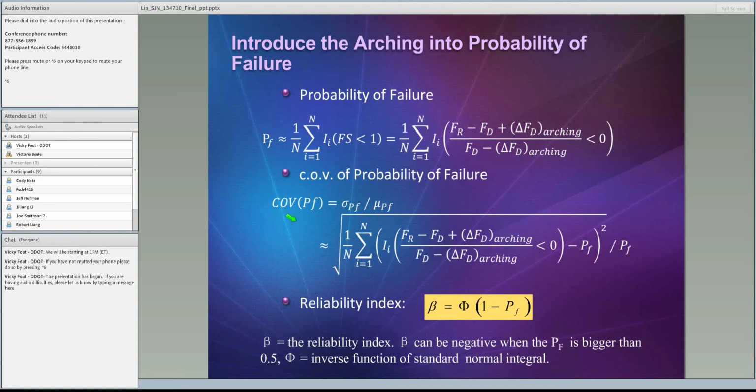And how can we calculate the reliability index beta? We can use this equation to transform the probability of failure into the reliability index, where the function phi is the inverse function of the standard normal integral.